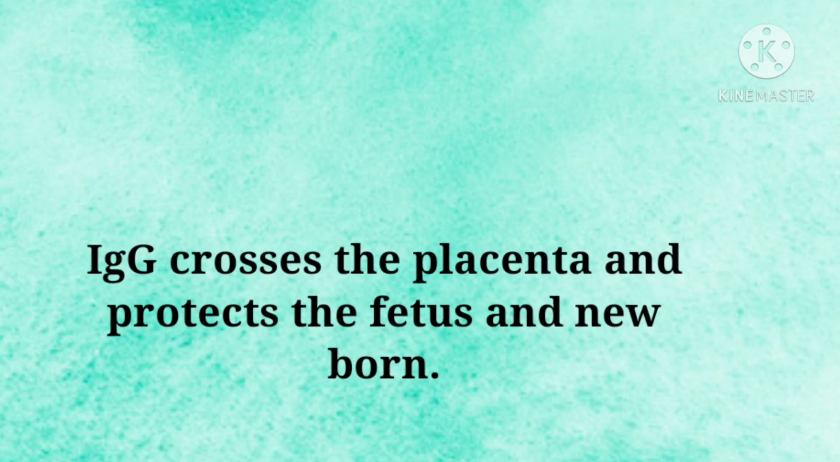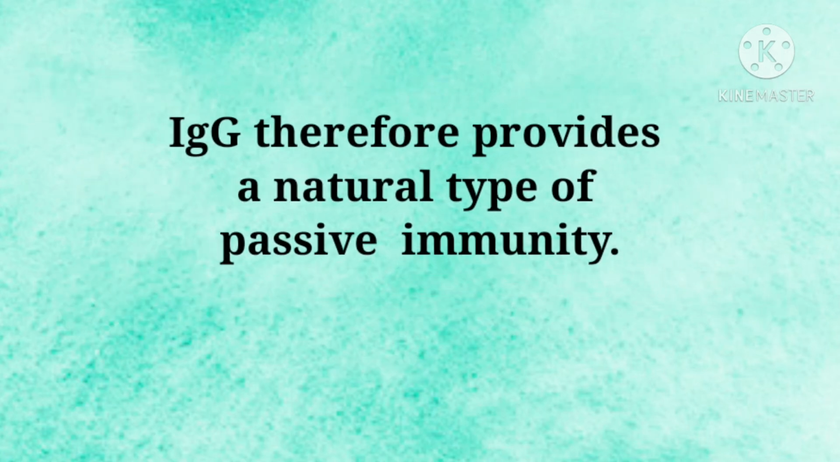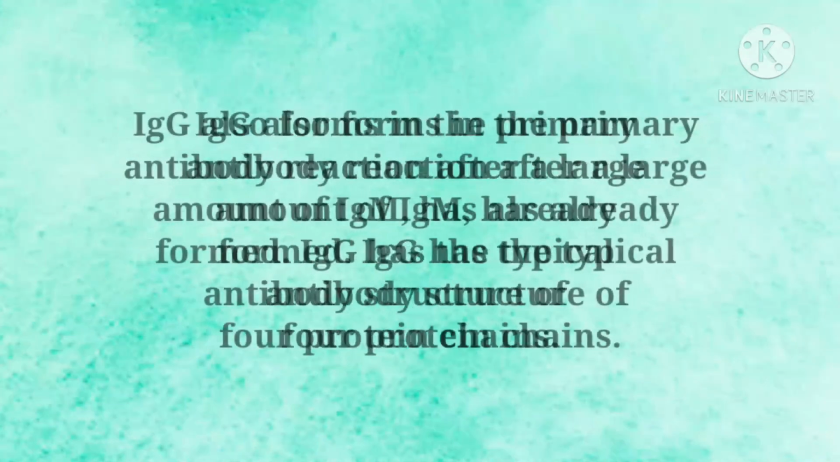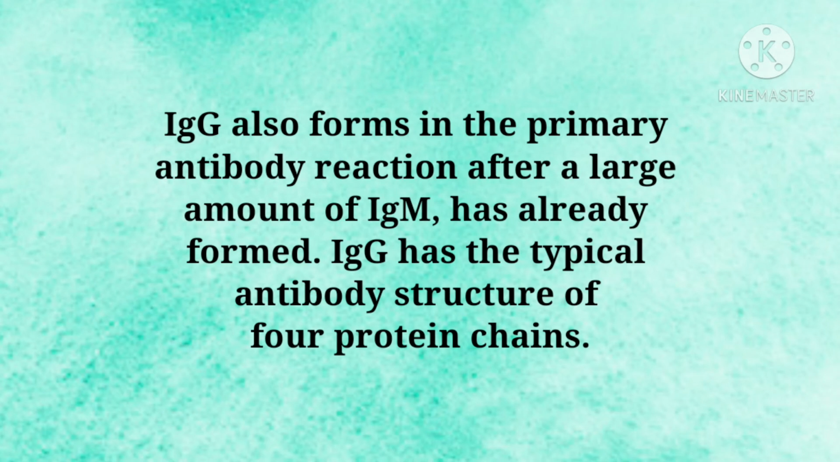IgG crosses the placenta and protects the fetus and newborn. IgG therefore provides a natural type of passive immunity. It also forms in the primary antibody reaction after a large amount of IgM has already formed. IgG has the typical antibody structure of 4 protein chains.